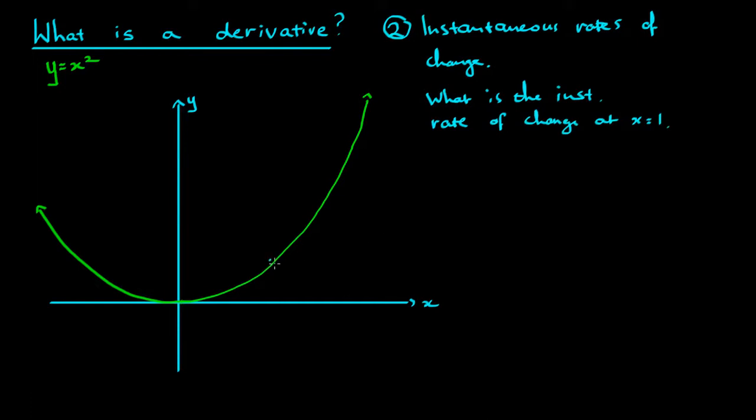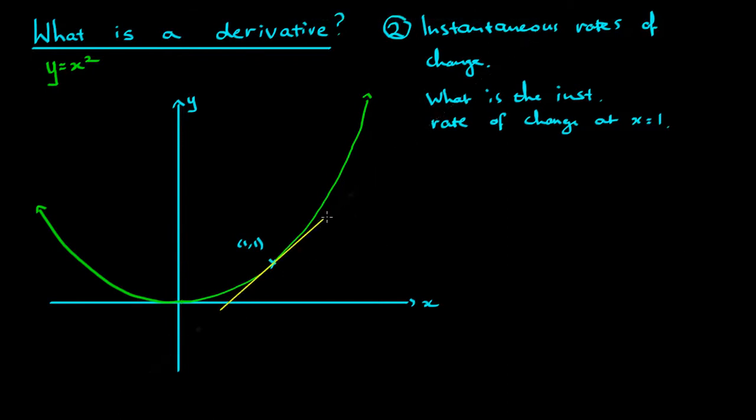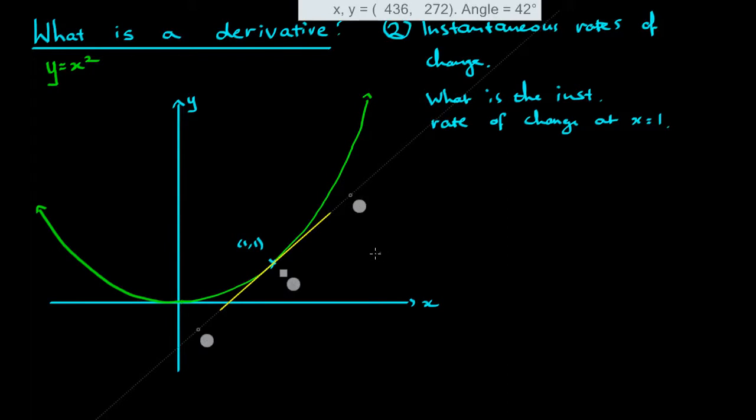So we'll mark it on, not exactly in the same place, that's just a scale issue. It's got coordinates 1 on 1. And what we're trying to find is the gradient of the tangent that goes through here. Let's draw that tangent here in yellow. So we say, what is the gradient of that tangent?